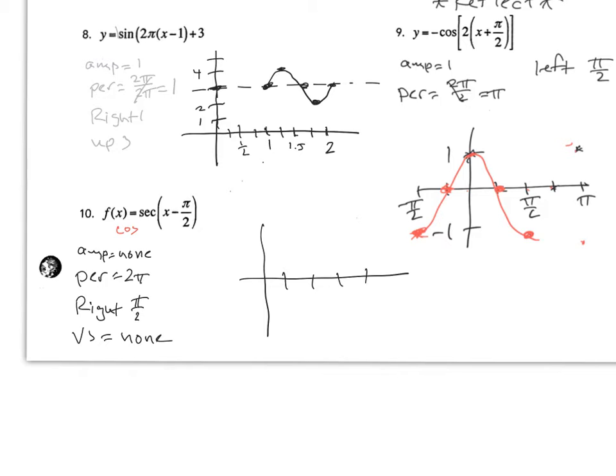1, 2, 3, 4, 2 pi, halfway pi. We're going to the right pi over 2, so that's 1 space. We also need to know where the 1s are, so we draw the cosine graph. So cosine starts high, ends high. Halfway it's low, and then you have your zeros.